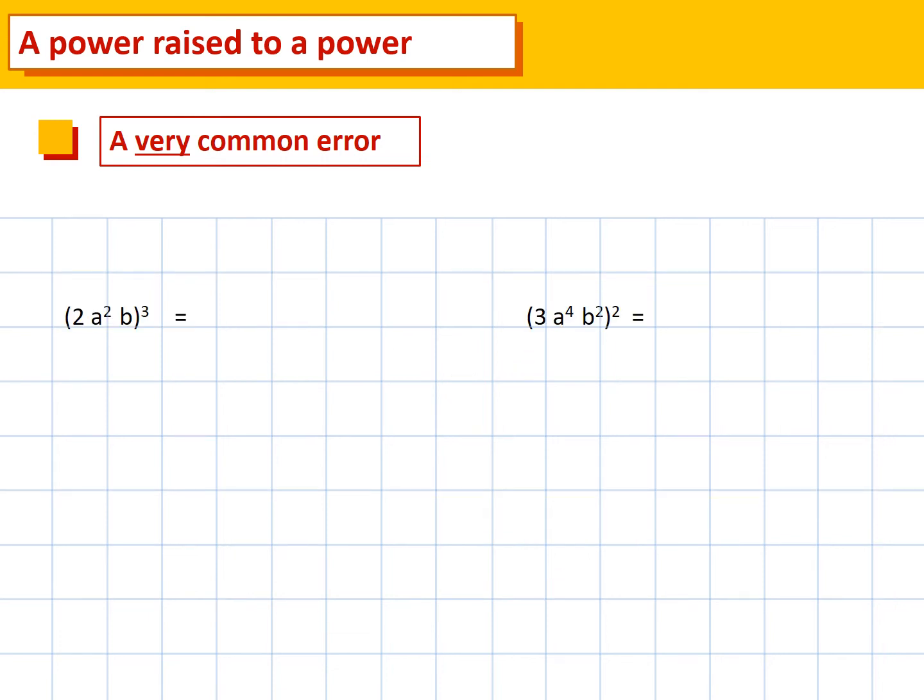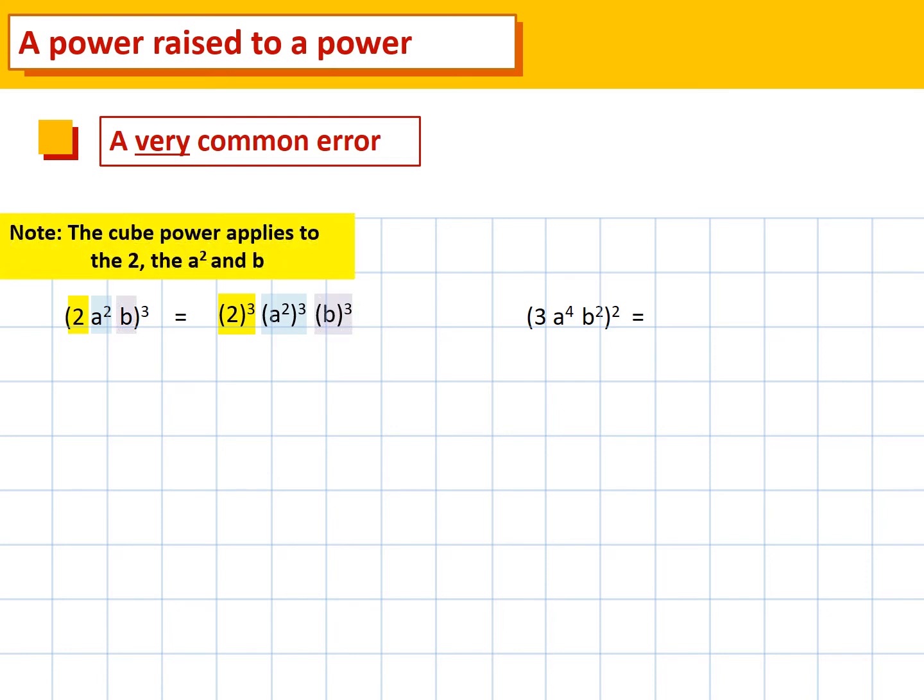Let's apply the rule when we have 3 things in the bracket. In the first example, the power of 3 outside the bracket needs to be applied to each of the terms inside the bracket. So that would be 2 cubed, a squared cubed, and b cubed. 2 cubed is 8. A squared cubed, we multiply the powers. B cubed on the end. So our final answer is 8 a to the power of 6 b cubed.